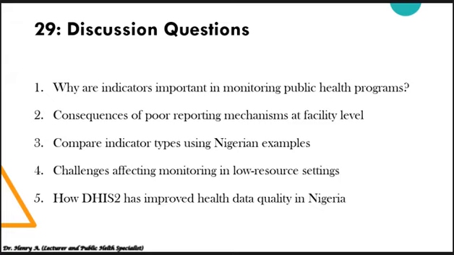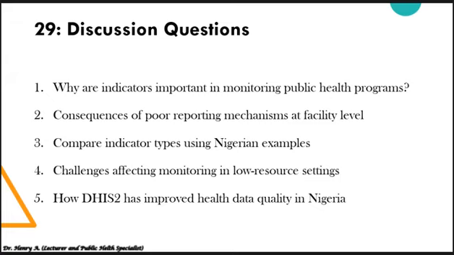Question number two: consequences of poor reporting mechanisms at facility levels. What are the consequences of poor reporting mechanisms at facility levels? Well, poor reporting mechanisms at facility level will lead to several program failures. You will have delayed transmission of data, which will prevent timely decision making. You also have incomplete and inaccurate data, which will weaken monitoring because you don't have the right information.